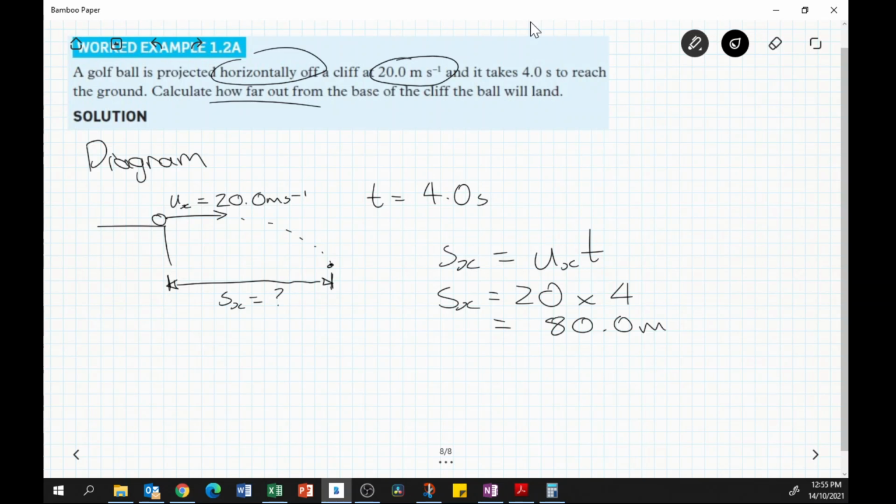Okay. That's the easy one, just finding how far we travel horizontally. But you could also be asked what the vertical final velocity would be, or what the final velocity would be on an angle.